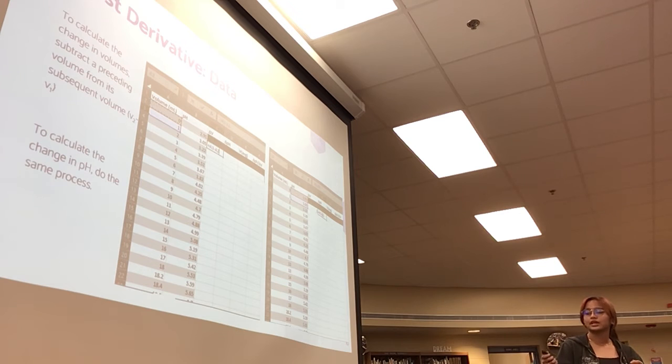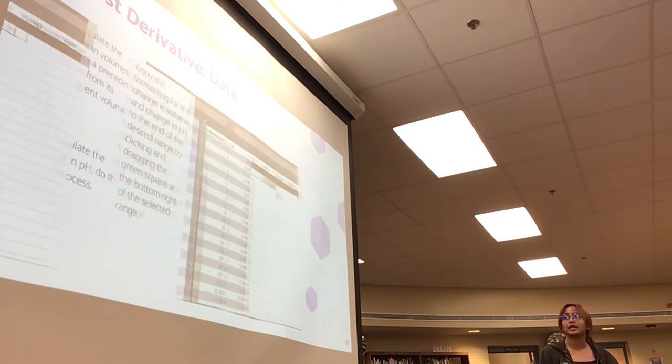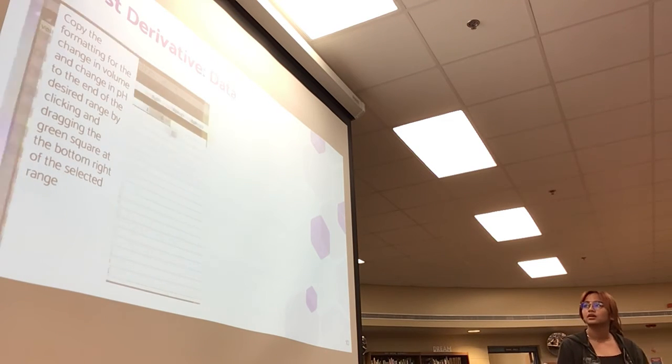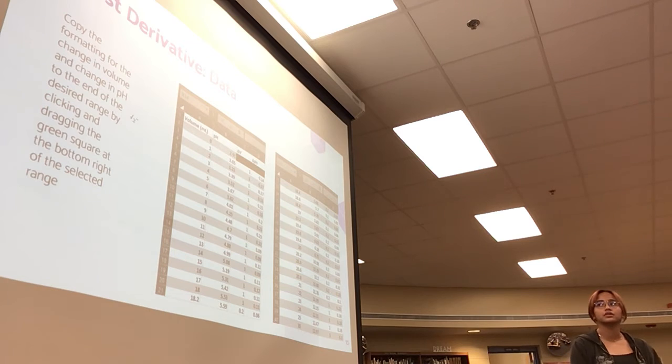Okay. So that's just how you do your first sort of points, and then we can just copy the formatting. And if you did that, then these are your values.